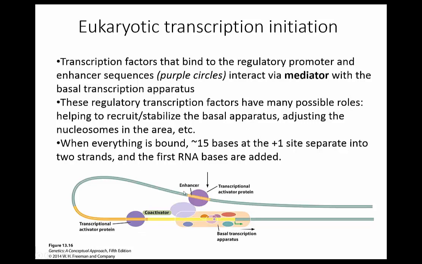In the regulatory promoter and in the enhancers, there are binding sites for what we call transcription factors. Transcription factors, shown in these purple circles, will bind to the DNA in this region, and they do a number of different things. First of all, they interact with the protein mediator to make a connection with that basal transcription apparatus. Sometimes they help to recruit the rest of the basal transcription apparatus, or they might act to move nucleosomes out of the way so that we can actually start transcription. When everything is bound, that whole basal transcription apparatus is ready to go. It's activated by these transcription factors that bind to the regulatory regions of the promoter. Then finally transcription can begin, and we'll separate those 2 strands of DNA right at this transcription start site, and the first base of RNA is made.